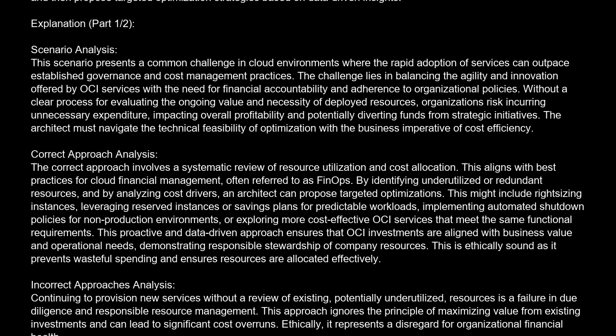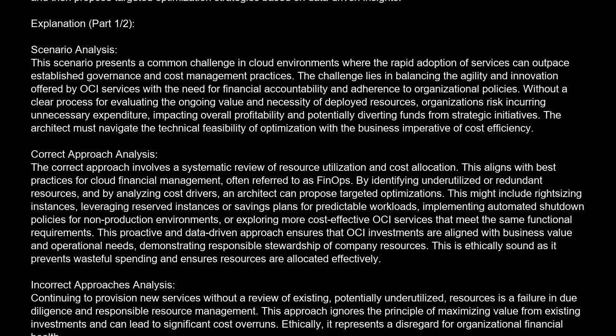Explanation. Scenario analysis. This scenario presents a common challenge in cloud environments where the rapid adoption of services can outpace established governance and cost management practices. The challenge lies in balancing the agility and innovation offered by OCI services with the need for financial accountability and adherence to organizational policies. Without a clear process for evaluating the ongoing value and necessity of deployed resources, organizations risk incurring unnecessary expenditure, impacting overall profitability and potentially diverting funds from strategic initiatives. The architect must navigate the technical feasibility of optimization with the business imperative of cost efficiency.